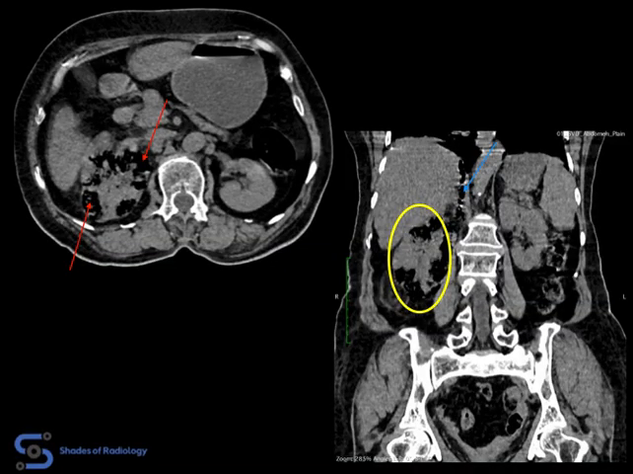Coming to plain CT KUB, in view of raised creatinine, contrast study could not be performed, and the plain CT revealed enlarged right kidney with mild perinephric fat stranding and multiple air pockets within the renal parenchyma as well as in the pelvicalyceal system.